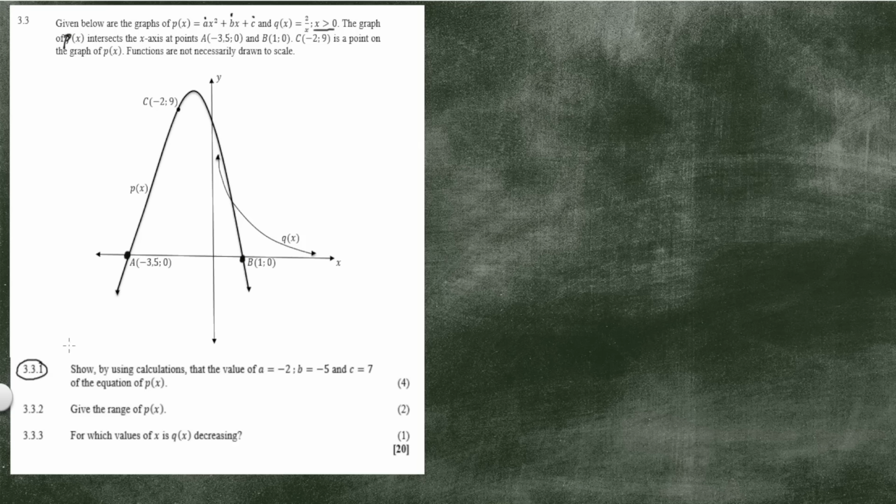Then for the first question, they want us to show that the values for A, B, and C are equal to those values for the equation of Px. So 3.3.1. We have P of x that is equal to ax squared plus bx plus c. Here we go. So we have to find the value for A, the value for B, as well as the value for C. We need to calculate these different values, okay?